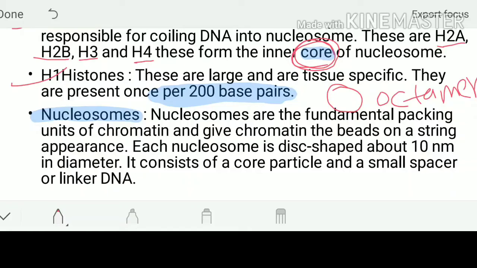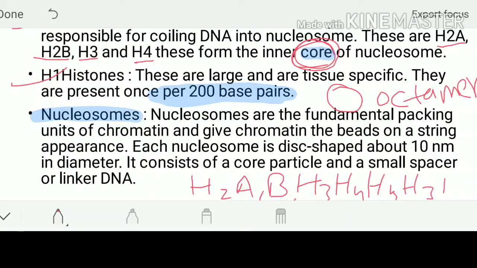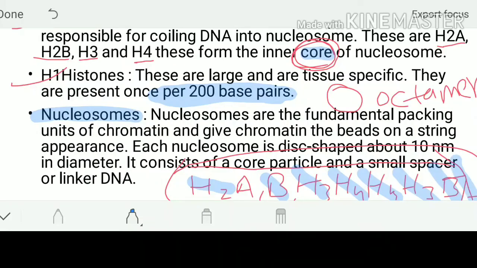And what is the configuration of the histones? They are H2A, H2B, H3, H4, H4, H3, H2B, H2A. This is the whole octamer formed by the histone molecules. Please remember this configuration of writing a histone octamer: H2A, H2B, H3, H4, H4, H3, H2B, H2A.